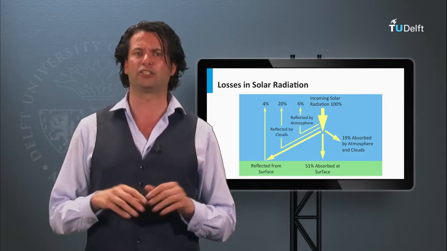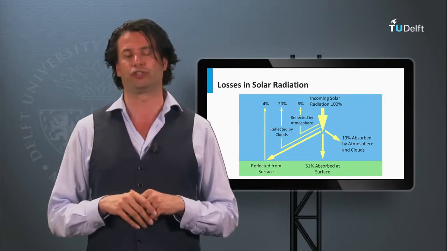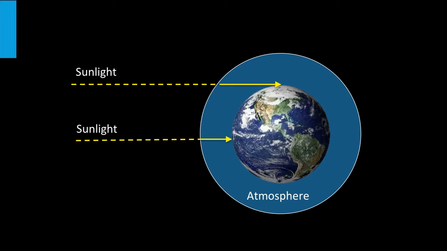51% of the irradiation is absorbed at the Earth's surface. As the absorption is a loss mechanism, the path length of the light traveling through the atmosphere determines the amount of scatter and absorption losses. At the equator, the light has the smallest path length through the atmosphere. However, at high latitudes, the Sun has a larger path length through the atmosphere. As a result, the absorption and scattering losses are higher at high latitudes.